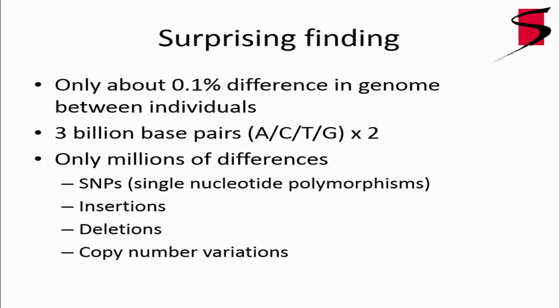And then there's other things. There's insertions. Someone has a base pair where someone else doesn't, a deletion, or you can see copy number variations. Various parts of the genome are copied, and then how many copies you have differ from one individual to the next. For this talk today, I'm just going to focus on the very simple case of SNPs. But I want you to know that there's other things that are going on here. Okay, so that's one interesting insight that we've gotten from this genomics revolution.